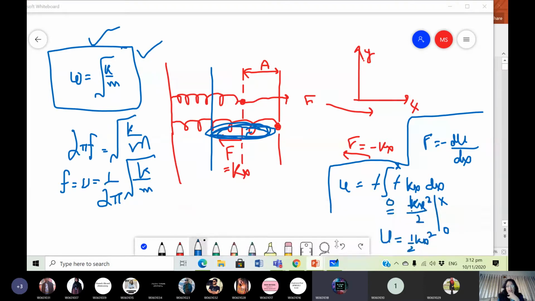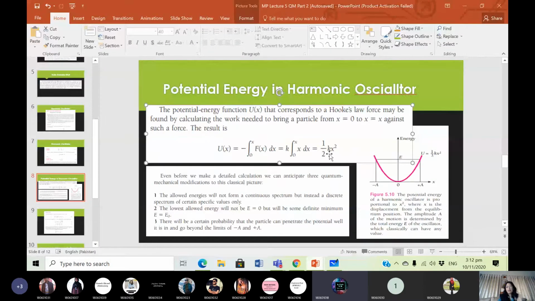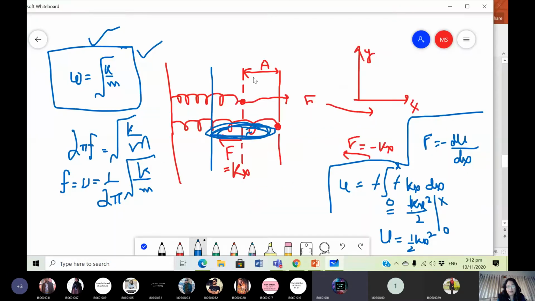So now we have found the potential energy of a spring. Can we apply this to the Schrodinger equation? If we want to sketch the potential energy as a function of x, then we will get a parabola that looks like this. A parabola, half kx squared, will be drawn like this. Where x is equal to positive a or negative a, that is the amplitude of the oscillation. This is going to be minus a from here to here.